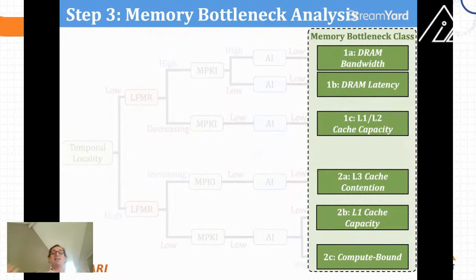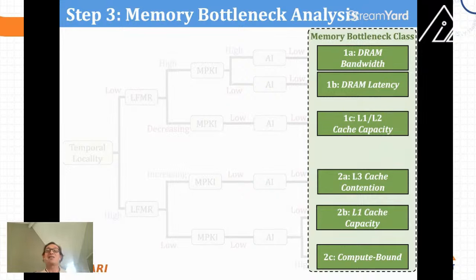And we basically classify these functions from these applications into six different memory bottleneck classes. So the function may be bottlenecked by DRAM bandwidth, DRAM latency, L1 and L2 cache capacity, L3 cache contention, L1 cache capacity, et cetera. Or it could be compute bound. I think one of them should be L3 cache capacity over here, but yeah, that needs to be fixed. But basically, you can use our methodology to identify functions and classify them to different bottleneck classes.